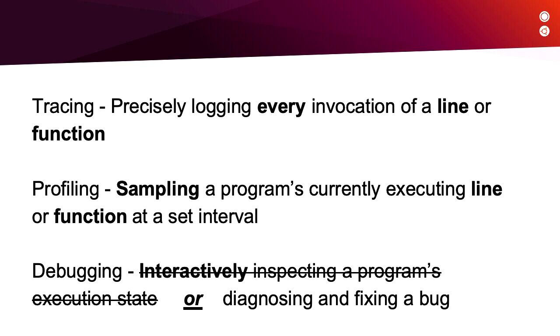By contrast, often when we're profiling, we're looking at sampling a program's currently executing line or function at a set interval. So instead of checking every single execution, we might simply ask Python 100 times a second, what are you doing now? What are you doing now? What are you doing now? The advantage to that is that over time, we can aggregate that data in some useful way and get a good feel for what Python was doing most of the time without actually counting every single little item.